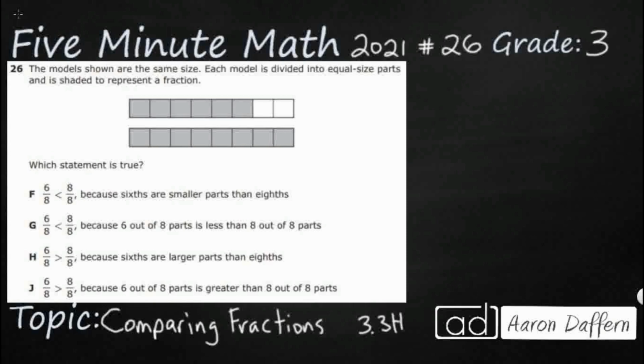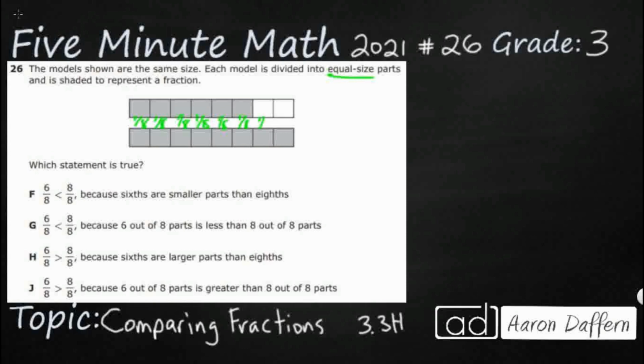So we have models that are the same size, so we can easily compare these fractions, and they are each divided into equal size parts. So that's also good. And so let's just label these real quick. I'm just going to put them in the middle because we've got each model, top and bottom, that have the same amount. So we've got 8 equal parts. So I'm just going to label each of these as 1/8. And if I were to add all of them together, I would get 8/8.